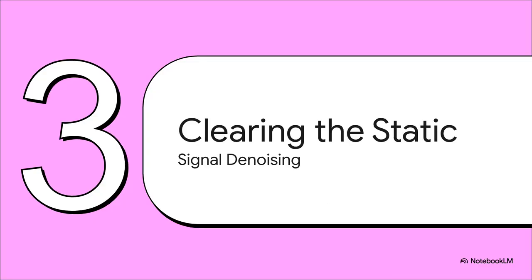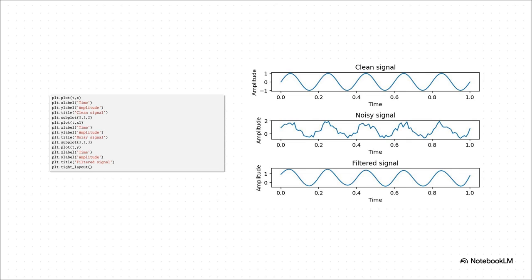Okay, Part 3, clearing the static, or denoising. Let's trace how code handles a much more common real-world problem, a pure signal corrupted by random noise. Say our baseline is a clean 5 Hz sine wave. We intentionally corrupt it by injecting uniform random noise using np.random.uniform. This creates a super jagged, noisy array that perfectly mimics real-world sensor interference.